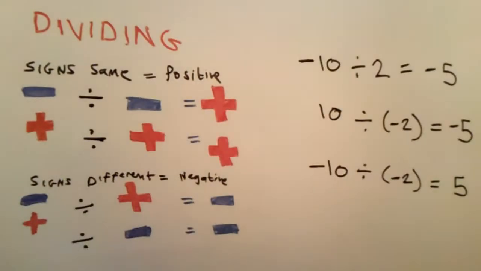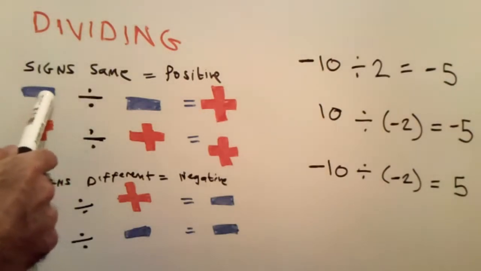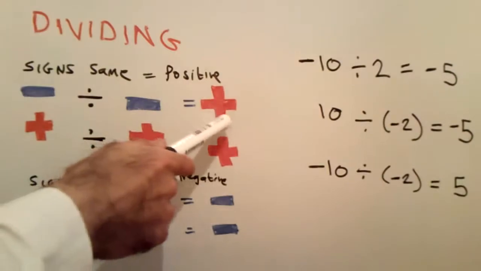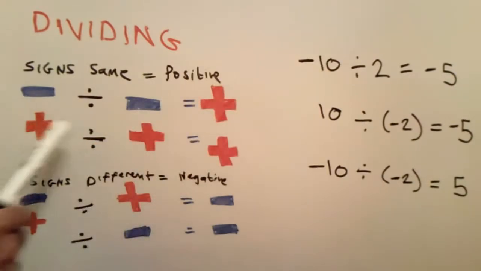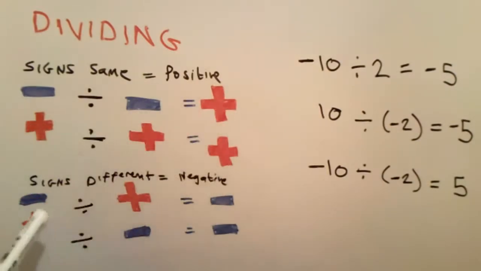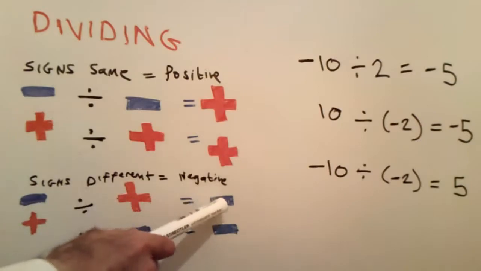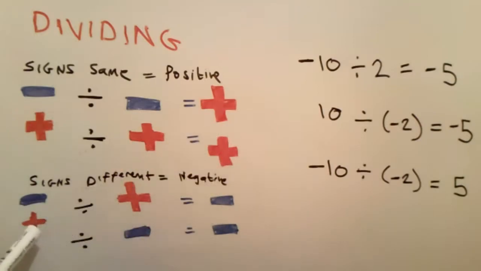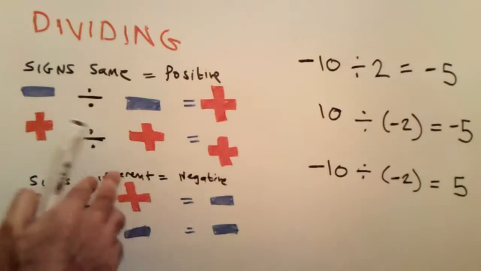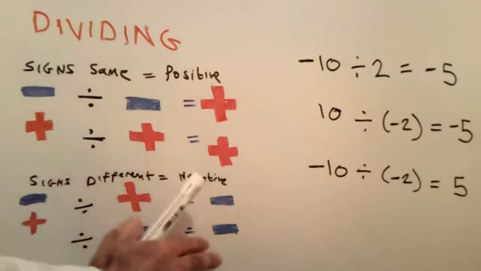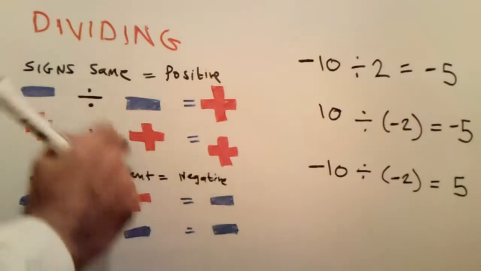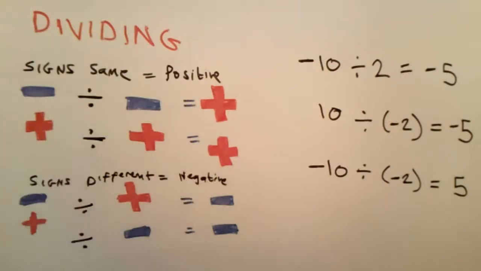Okay, when we're dividing, it's basically the same as multiplying negative numbers. The same rules. A negative and a negative number is a positive. A positive and a positive makes a positive, and a negative and a positive makes a negative, and a positive and a negative makes a negative. So again, if the signs are different, you'll get a negative. If the signs are the same, you'll get a positive.